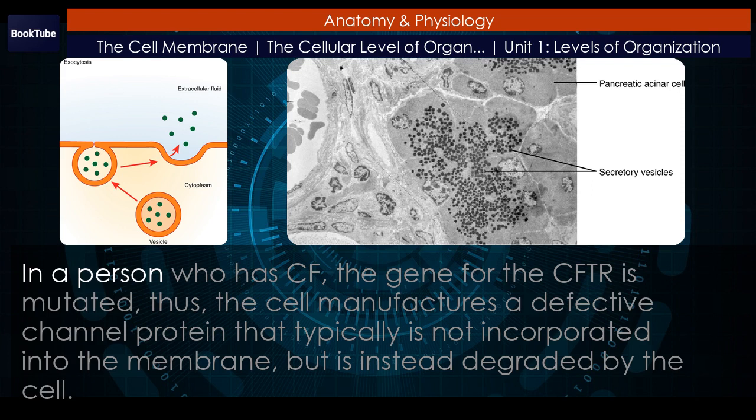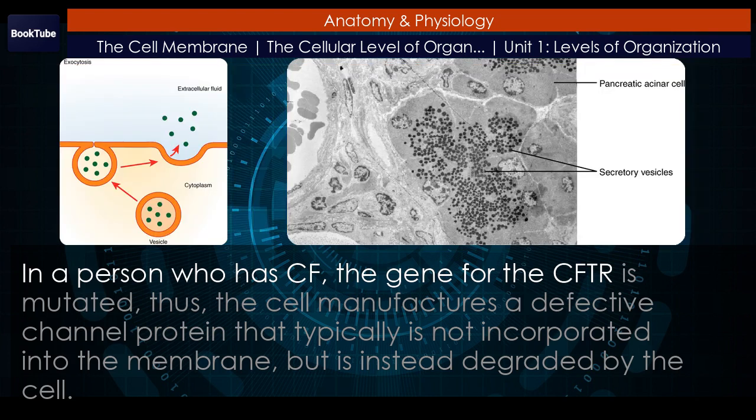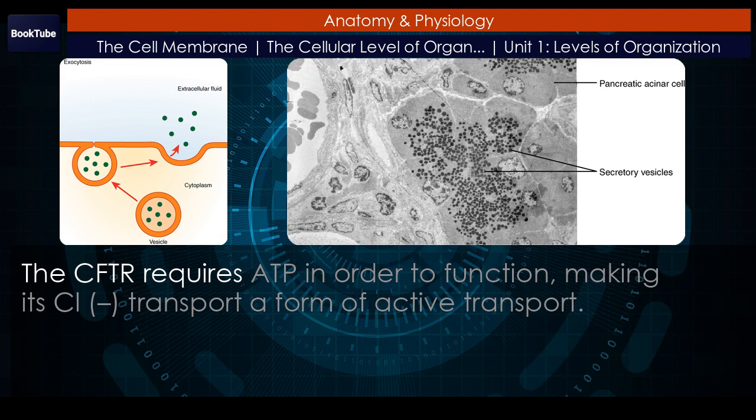In a person who has CF, the gene for the CFTR is mutated. Thus, the cell manufactures a defective channel protein that typically is not incorporated into the membrane, but is instead degraded by the cell. The CFTR requires ATP in order to function, making its Cl- transport a form of active transport.